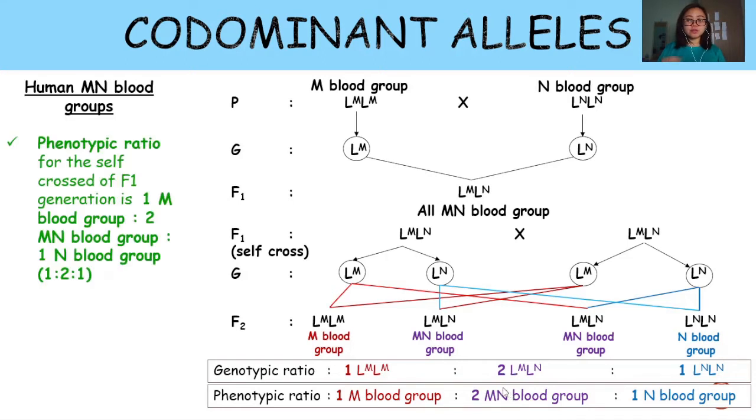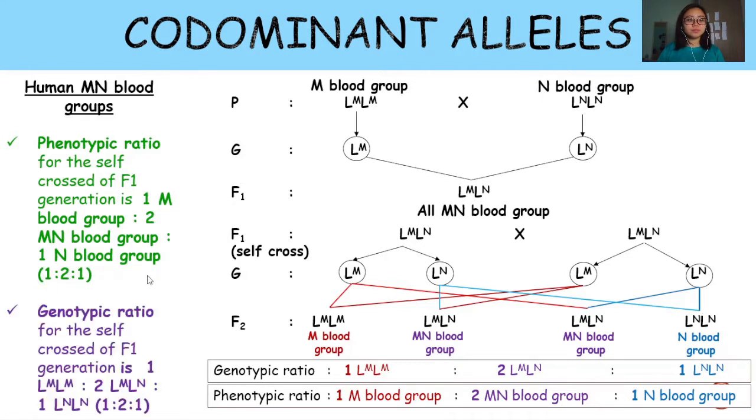So as you notice, the phenotypic ratio for the self-cross of F1 generation is 1 M blood group to 2 MN blood group to 1 N blood group. Jadi dia adalah nisbah 1, nisbah 2, nisbah 1. The genotypic ratio for the self-cross is also the same, 1 to 2 to 1. Jadi kamu boleh nampak apa yang ketara di sini. Perbezaan codominant allele dengan monohybrid biasa adalah, kalau monohybrid biasa, genotype ratio dia 1 nisbah 2 nisbah 1. Phenotype ratio dia 3 nisbah 1.